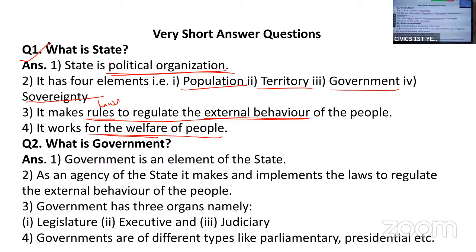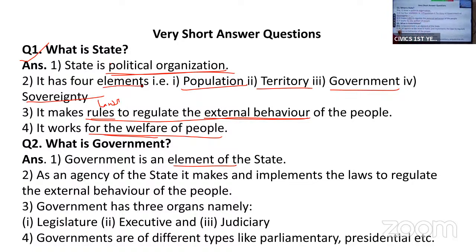Let us learn the next one. What is government? Now, government is one of the elements of the state. It is an element of the state. We have discussed. See, in state, government is an element.